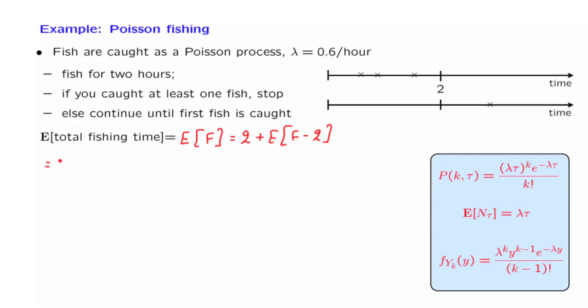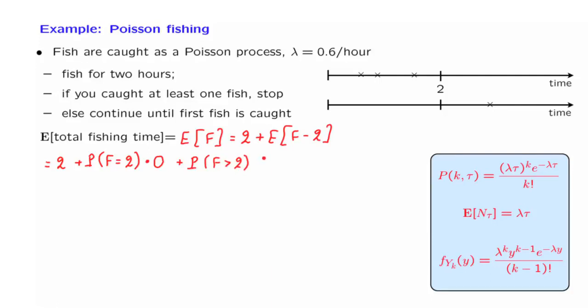So now let us look at the expectation of the remaining fishing time after time 2. Here there are 2 scenarios. In the first scenario you stop, in the second scenario you continue, and we will take into account these 2 scenarios by using the total expectation theorem. The first scenario happens with some probability. This is the probability that you stop fishing at time 2. And in that case, your remaining fishing time is going to be equal to 0 because you do not continue under that scenario.